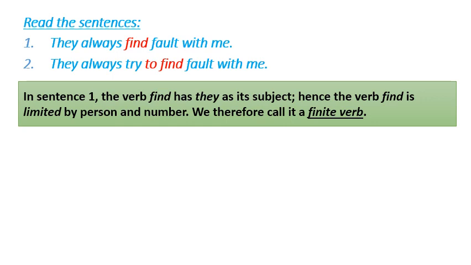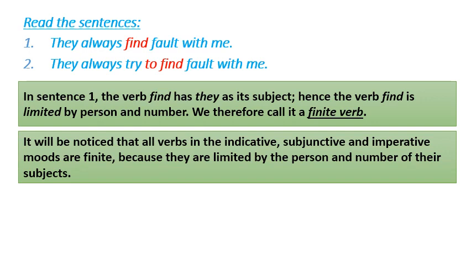See, in sentence 1, the verb find has they as its subject. Hence, the verb find is limited by person and number, or we can say the verb changes according to the person and number of the subject. So, we therefore call it a finite verb. It will be noticed that all the verbs in the indicative, subjunctive and imperative modes are finite because they are limited. They are changed by the person and number of their subjects.